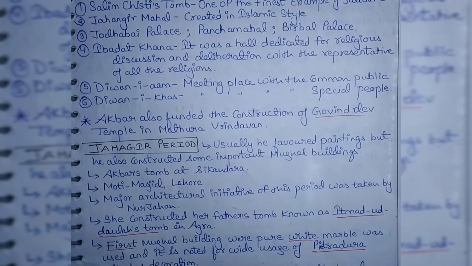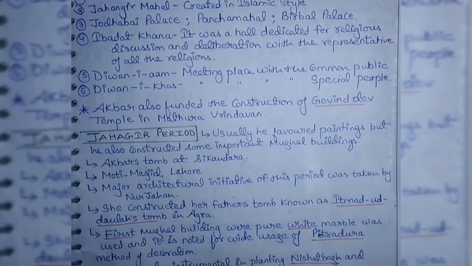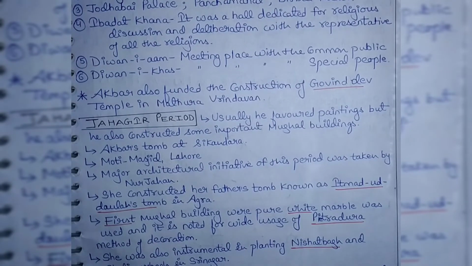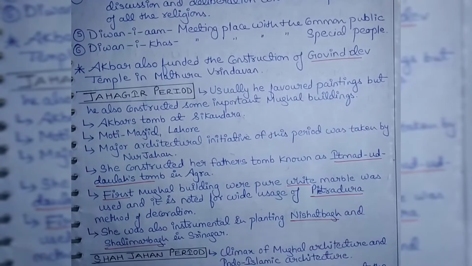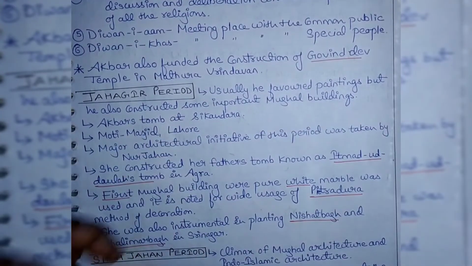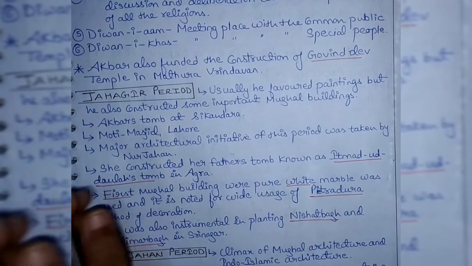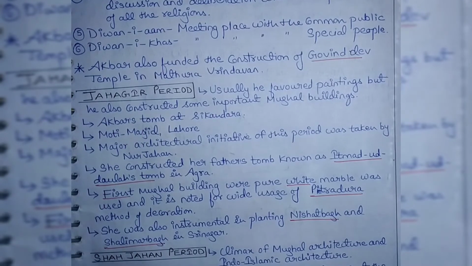Ibadat Khana was a hall dedicated to religious discussion and deliberation with the representatives of all the religions. For the purpose of religious discussions, it was used. Diwan-e-Aam was the meeting place with the common public, and Diwan-e-Khas was a meeting place with special people. Akbar also funded the construction of the Govind Dev temple in Mathura, Vrindavan.